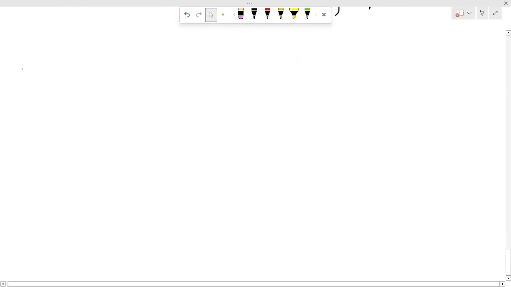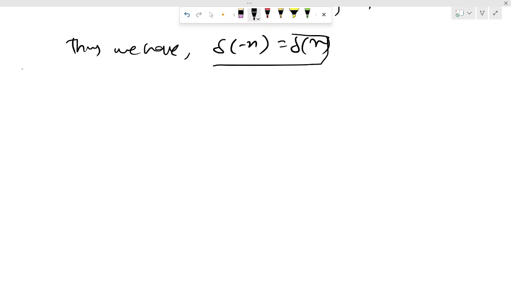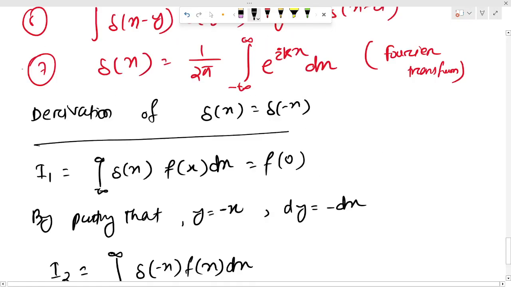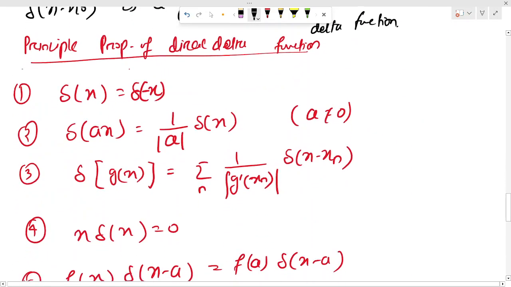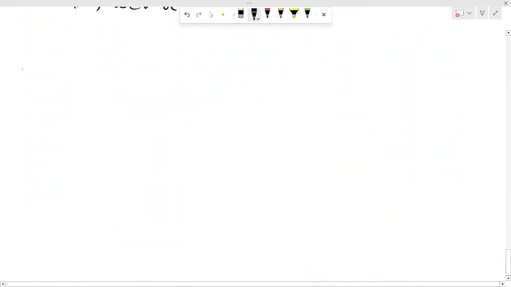Thus we have δ(-x) is equal to δ(x). I derived the first property. I have given you the task of deriving the six more. If you have any problem, you can ask in the doubt box. I will definitely be happy to solve your problems.